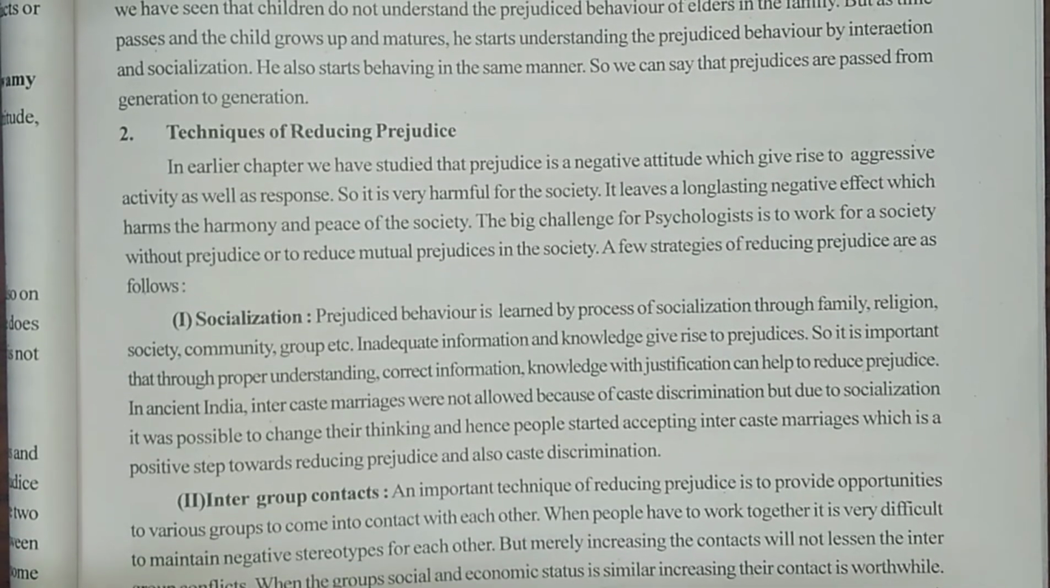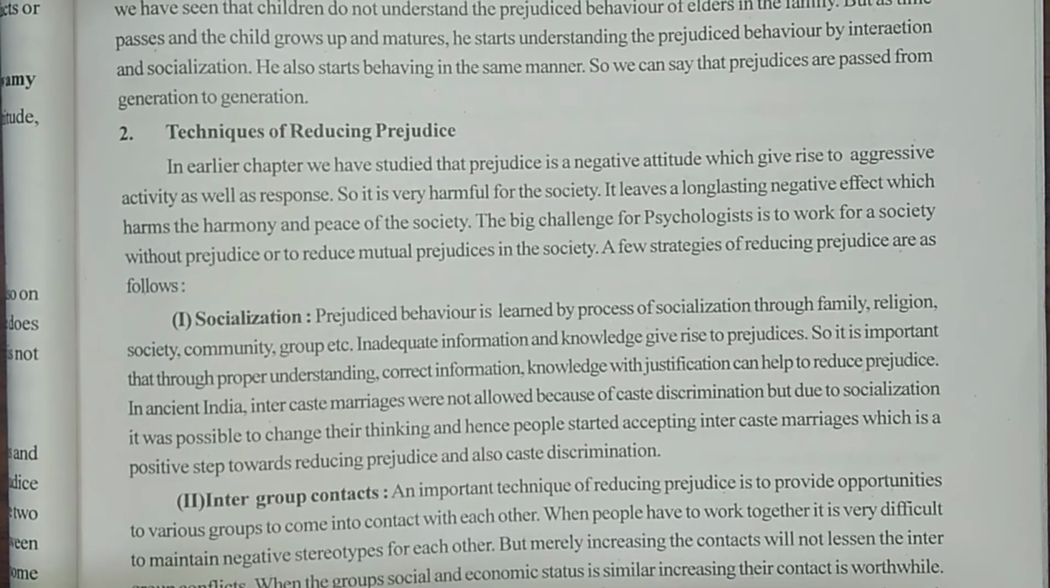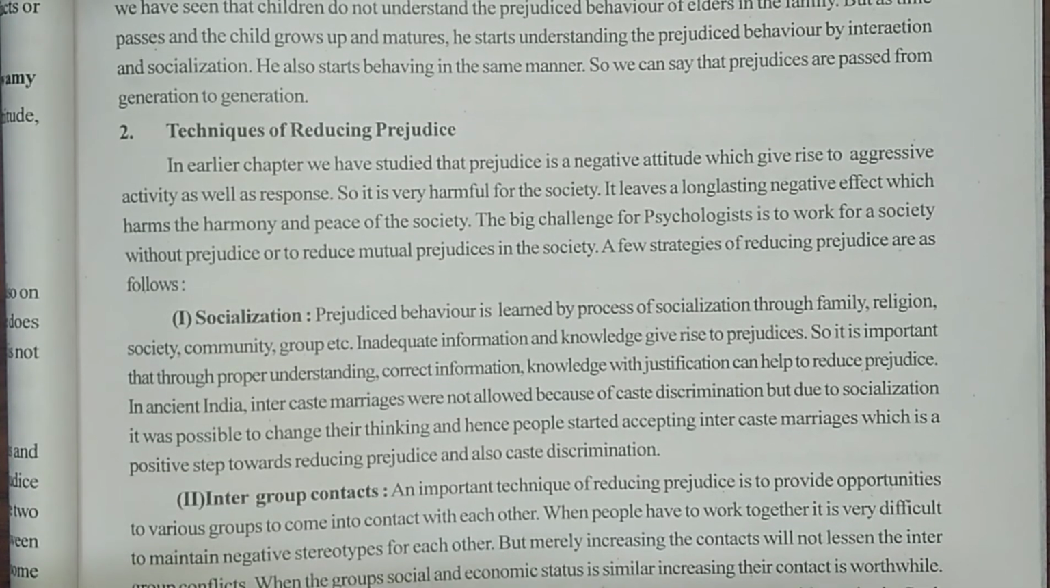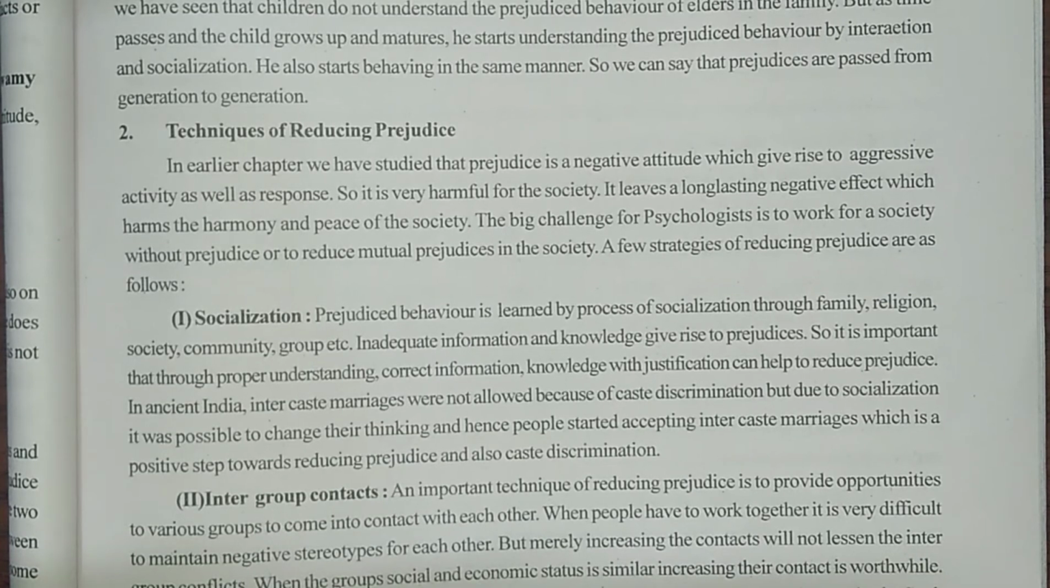Now the first one is socialization. Prejudiced behavior is learned by the process of socialization through the family, region, society, community, group, etc. Inadequate information and knowledge give rise to prejudices. So it is important that proper understanding, correct information, and knowledge with justification can help to reduce prejudice. In ancient India, intercaste marriages were not allowed because of caste discrimination, but due to socialization, it was possible to change their thinking, and hence people started accepting intercaste marriages, which is a positive step towards reducing prejudices and also caste discrimination.